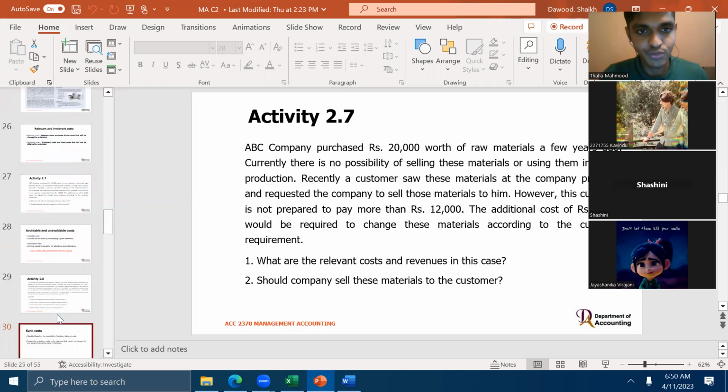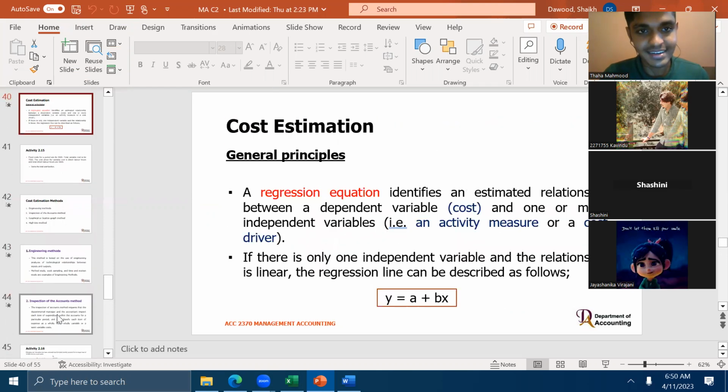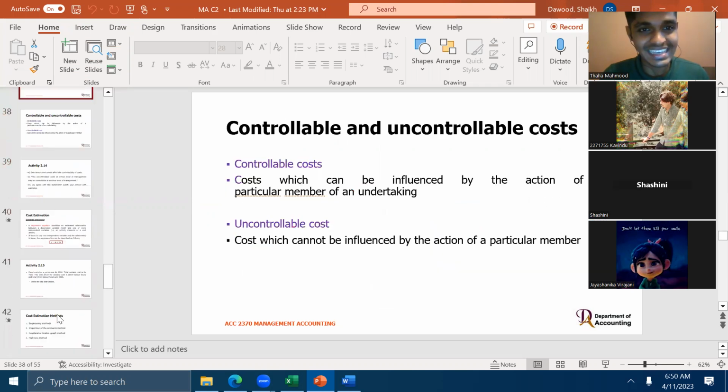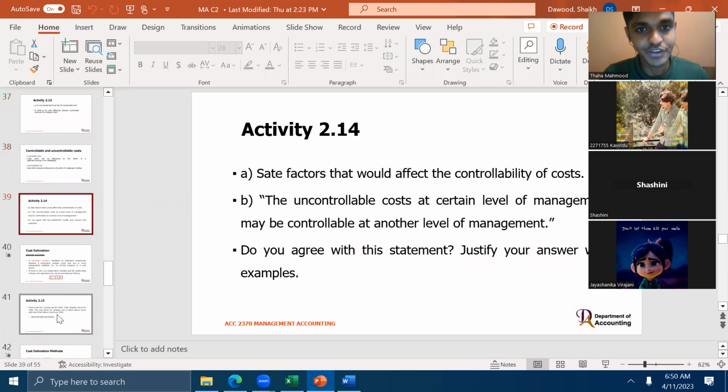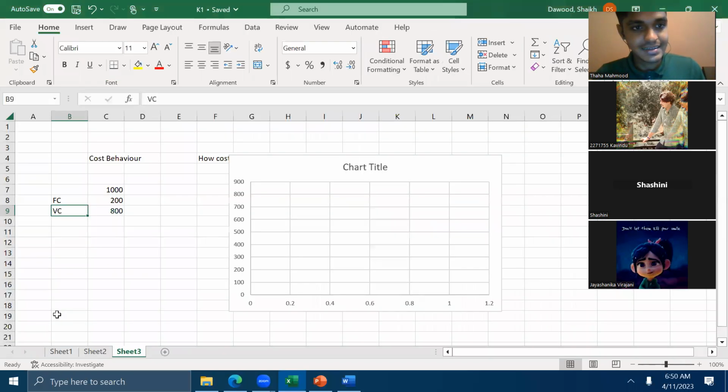Without dwelling on that, let's go straight to cost estimation techniques. This is a very testable area in the exam, highly testable, especially in MCQs. Let's start it.